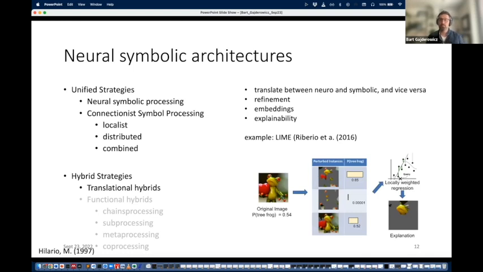So one example of an explainable translational hybrid is LIME, or any of the models that try to explain why a neural network made a particular decision on an image. All right, so here you can see that it tries to infer from the actual structure of the neural network which parts of the image are being triggered when the correct result or the highest ranked result is coming up. And so this would be a translational hybrid.